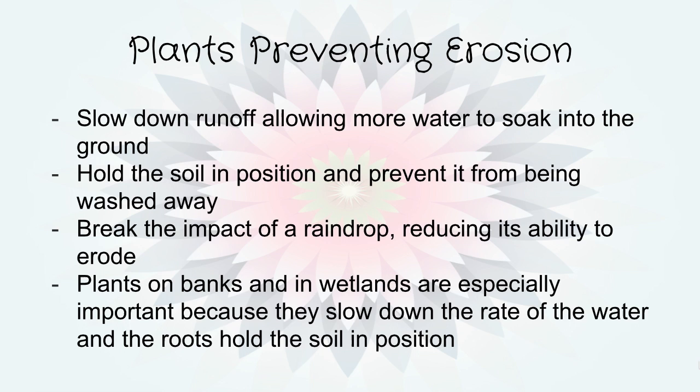Plants prevent erosion by slowing down runoff to allow more water to soak into the ground. They also hold the soil in position to prevent it from being washed away. Another thing plants do is break the impact of raindrops and reduce their ability to erode the soil. Plants that grow on riverbanks and in wetlands especially are important because they slow down water and hold soil in position so that the land does not completely erode away.